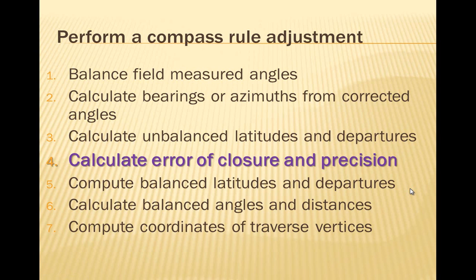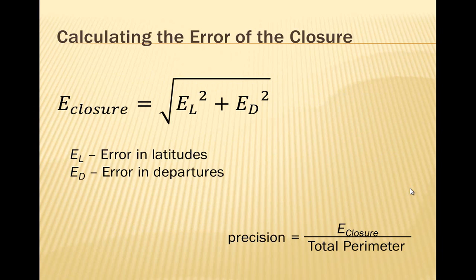Our next step is going to be to calculate the error of the closure and the precision. So the error of the closure is actually the square root of the sum of the squares, which should make sense because that's how pretty much all vectors work, because latitudes and departures are really just secret vectors. And if we want to find the magnitude of a vector, we find the square root of the sum of the squares. So the error of the closure is the square root of the sum of the squares, and the precision is given by the closure over the total perimeter. So that kind of gives you the percent error. So we can go ahead and calculate this.